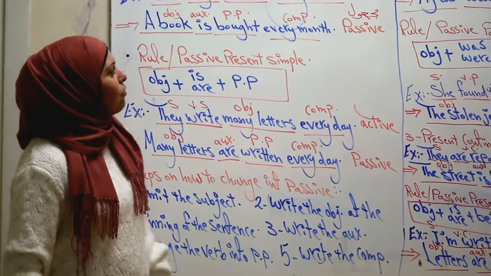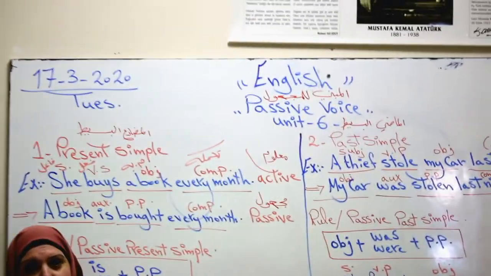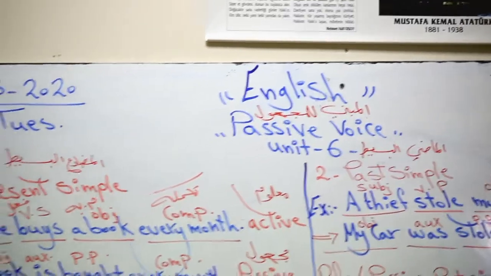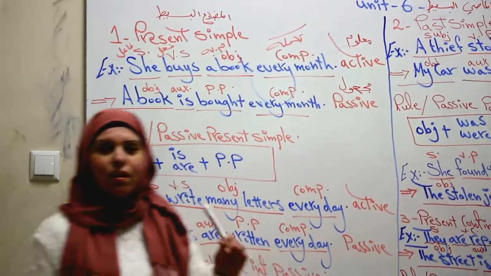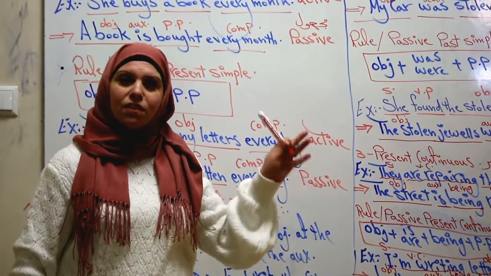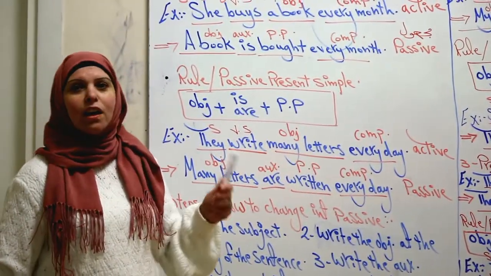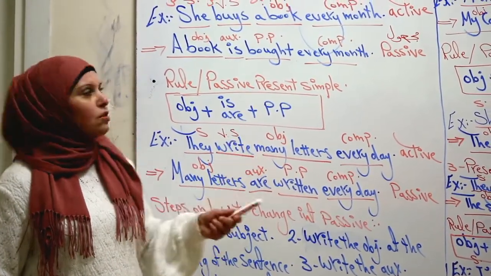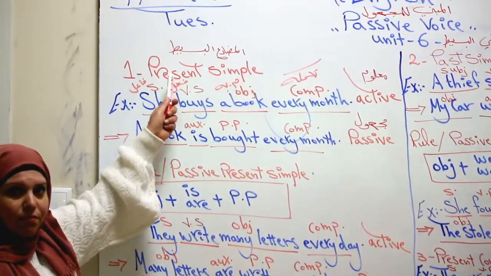Okay, now we are in Unit 6. Our lesson for today is in grammar, which is about the passive voice, المبني للمجهول. The most important thing is how to change the active sentences into passive sentences. كيفية تحويل الجمل المعلومة إلى جمل مجهولة. We are going to start with the first way, which is number 1, the present simple, المضارع البسيط.